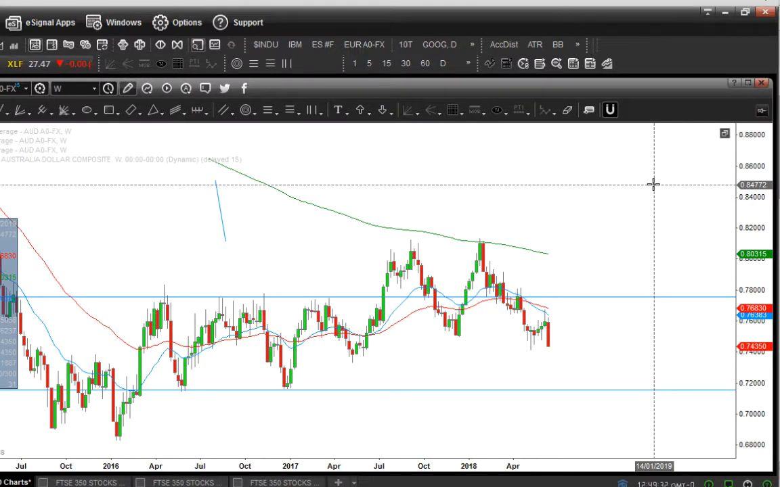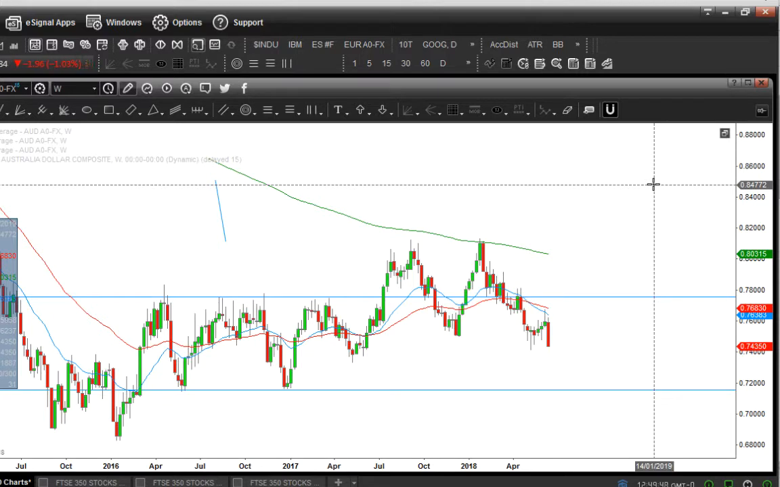Hey traders, I just want to bring your attention to the Australian dollar versus the US dollar. As you can see here, as a result of last week, we're continuing the US dollar's strength, and this is sending the Australian dollar down. Just how far down is anyone's guess.